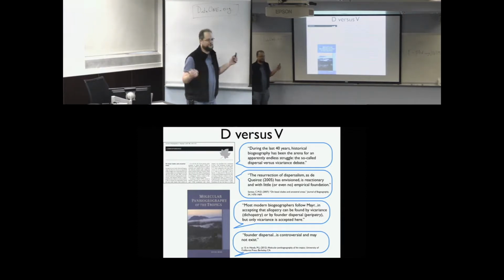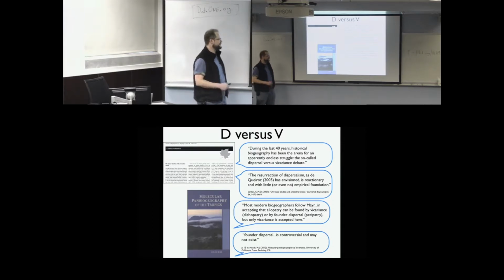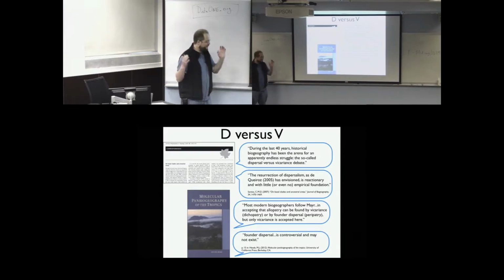And I love it. I love the word reactionary because that's the sort of word you would hear with communist rebels against the capitalist pigs or something. And if you were against the counter-revolutionaries, you would be against the reactionaries. And it's great language. So this book, Molecular Panbiogeography of the Tropics, was published by Michael Heads with University of California Press, sort of across the street almost from the integrative biology building where I worked. This was published in 2012.